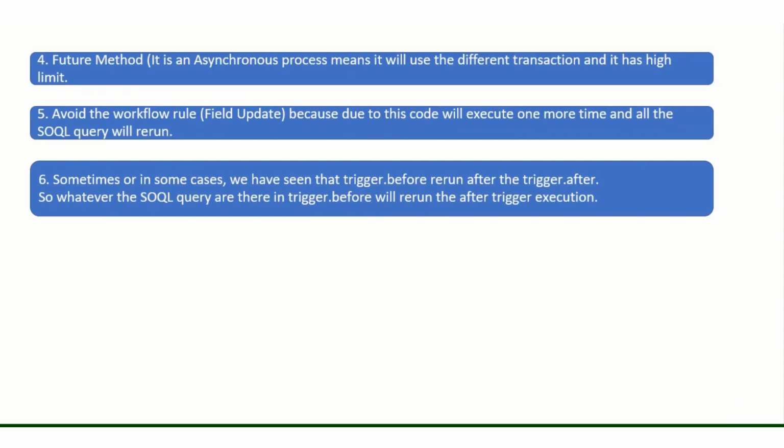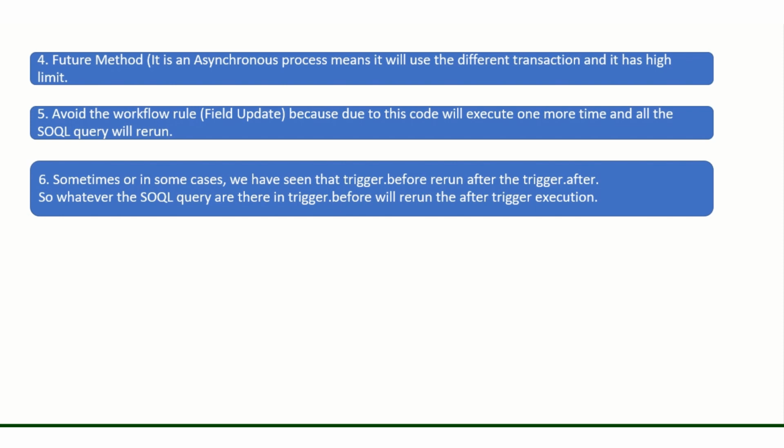The fourth one is the future method. Suppose we get a chance to write our code in a future method, so what will happen? It's an asynchronous process, so the code will run in a different transaction. Our current transaction is already holding a very high count against the SOQL query limit, but in this case it will be independent. So we are somehow able to reduce the SOQL count here.